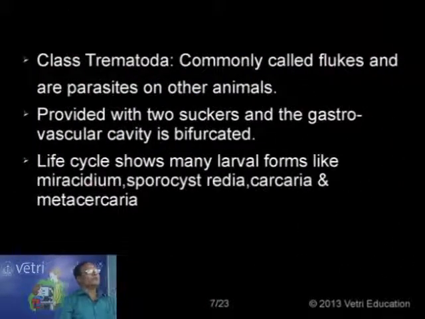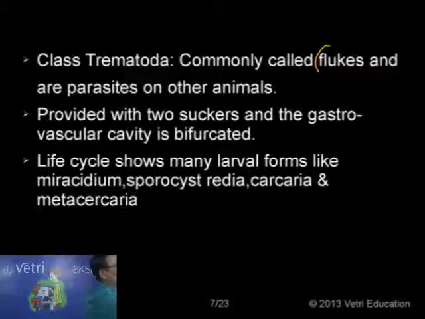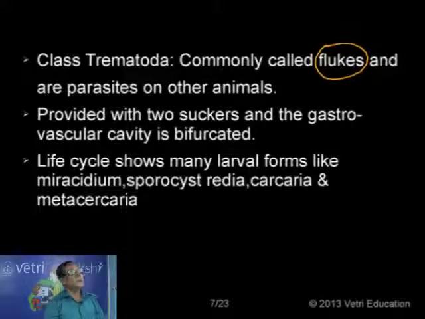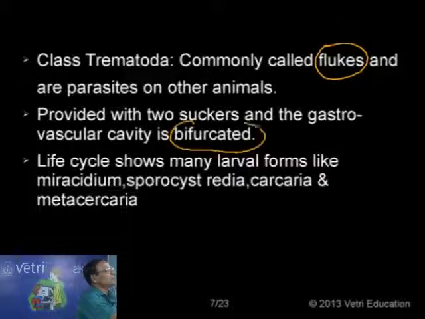Now class 2, Trematoda. This class includes animals which are commonly known as the flukes. We have two different types of flukes. One is the liver fluke, another one is the blood fluke. The liver fluke is not found in the human body, but it is a parasitic form, a parasite of the sheep. And these parasitic forms are actually part of the suckers. And the gastrovascular cavity is bifurcated in the case of liver fluke.